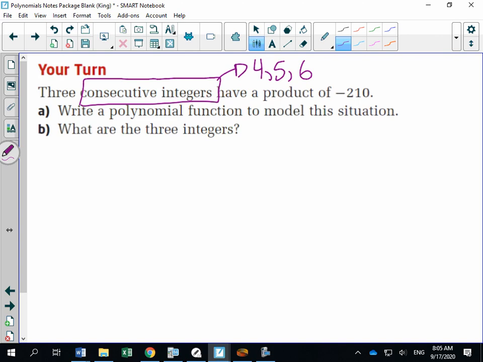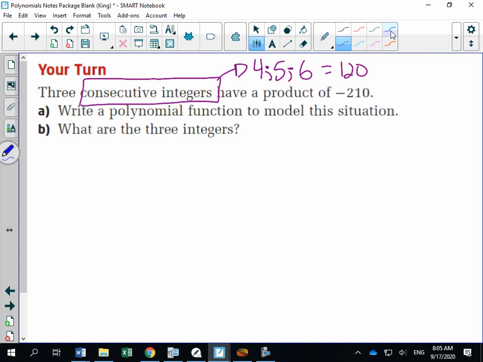And if you said, what's the product of 4 times 5 times 6? We get 120, right? So 4 times 5 times 6 would give me 120. So what they're saying is, how could we figure out what 3 consecutive integers are that when I multiply them together, I get negative 210? So how we would do this is we would do the following.